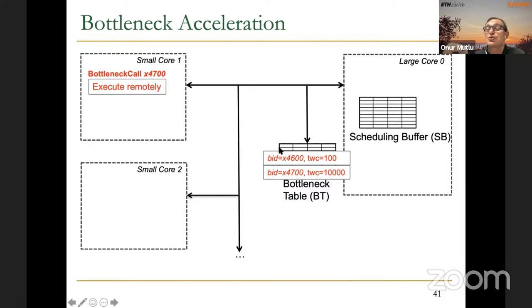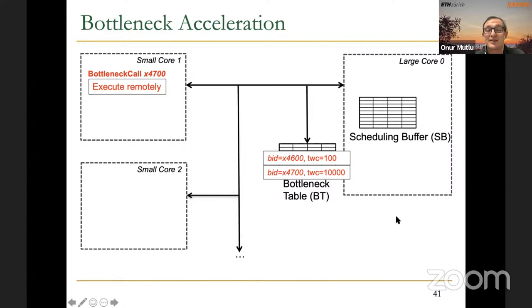But in the large core, we have a scheduling buffer. It's not the critical section request buffer right now. It's a scheduling buffer. It keeps track of the bottleneck's program counter, stack pointer, core ID, plus the importance of the bottleneck, which is thread waiting cycles. And it's going to schedule the bottlenecks that are the most important, meaning the highest thread waiting cycles first. Okay. And then at some point, it gets scheduled based on that scheduling order. And the paper discusses issues like, okay, how thread waiting cycles first can lead to deadlock, et cetera. How do you handle that? And you can read the paper for more detail. Okay, so that's the idea basically.